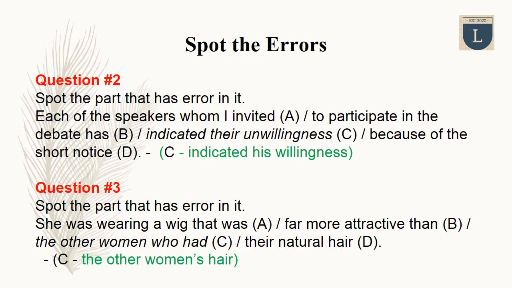Question number 3. Spot the part that has error in it. She was wearing a wig that was far more attractive than the other woman who had their natural hair. So she was wearing a wig, an artificial hair, that was far more attractive than the other woman who had their natural hair. The comparison here is far more attractive, comparing the wig with the hair of other women. Therefore, the error is in part C.